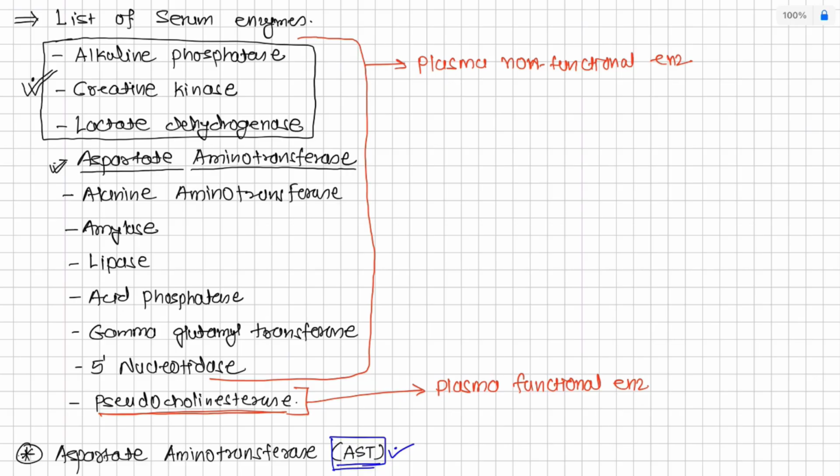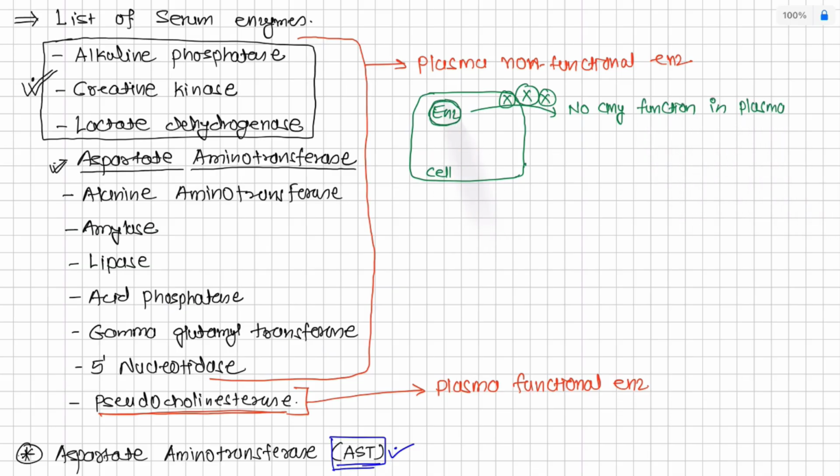Now, as we talked about in the previous video, plasma non-functional enzymes are synthesized by the cells but not secreted in plasma as they have no biological function in the plasma. So these enzymes remain stored in the cells, and obviously cells are rich in such enzymes. So whenever the tissue is damaged, cells will break open and the content of the cells, which are rich in plasma non-functional enzymes, is poured into the plasma. So in case of respective tissue or cell damage, such enzyme activity in serum increases.